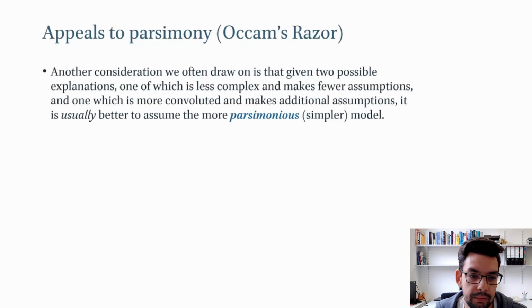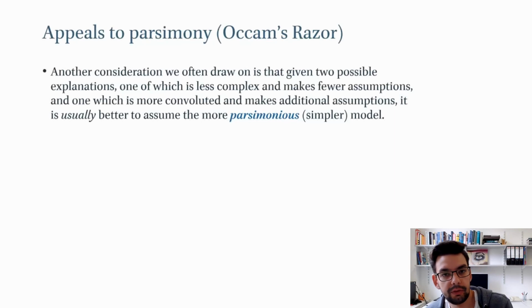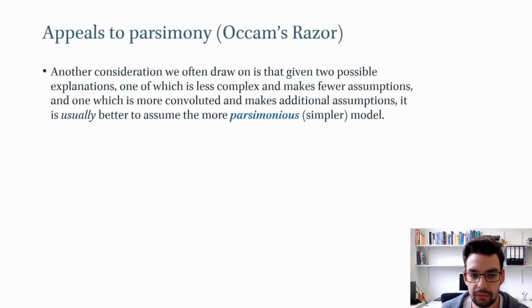So given that we have 2 possible explanations, maybe we could say, well, one of them is less complex, makes fewer assumptions, and the other one makes a lot more assumptions and is more convoluted in a way. And so basically what parsimony says is that in those situations it's usually better to choose the simpler model, or in other words, the more parsimonious model. And there are many reasons why we might want to follow that guideline.